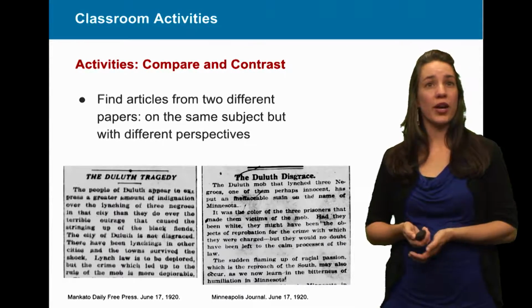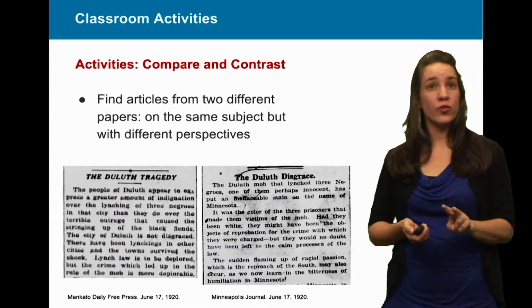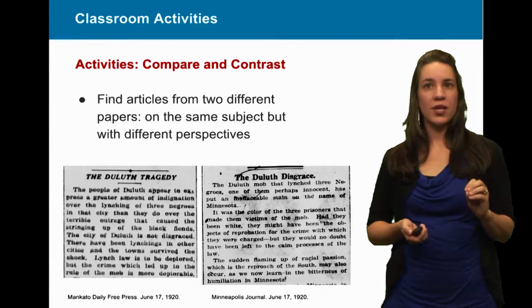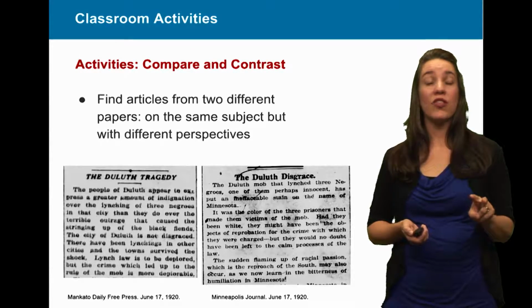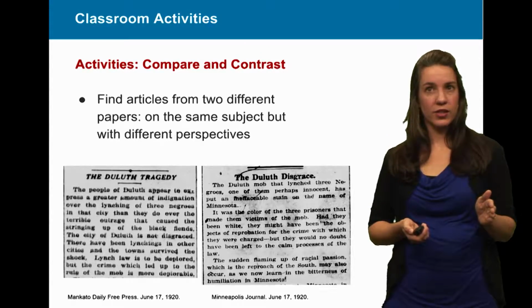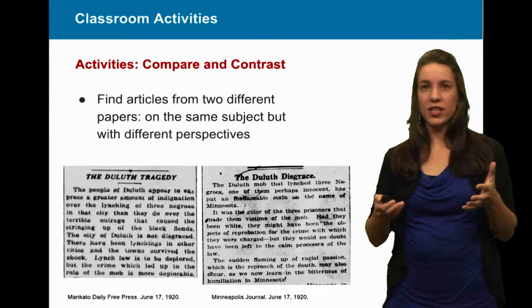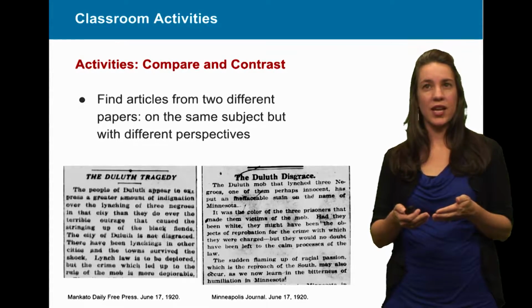You can also do a compare and contrast. Find articles from two different newspapers on the same subject with different perspectives. These are two articles from the same day from Minnesota, two different cities, about the Duluth lynching. The one from Mankato supports the lynching. The one from Minneapolis does not. It's really fascinating to look at these two articles printed the same day in the same state and how they handle the subject very differently.